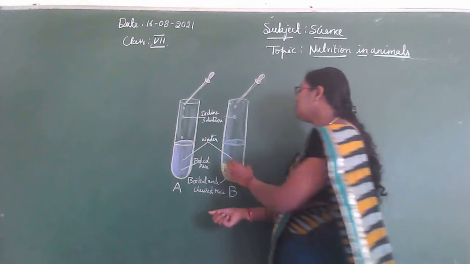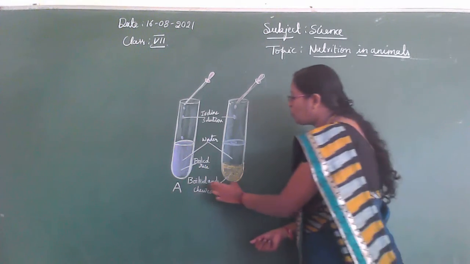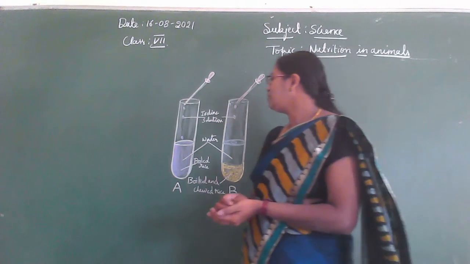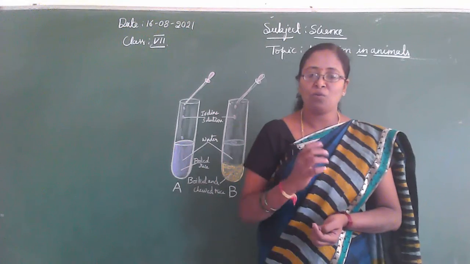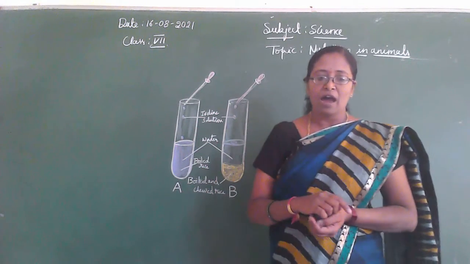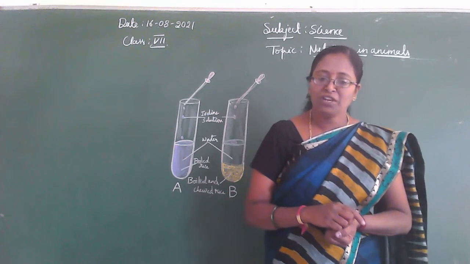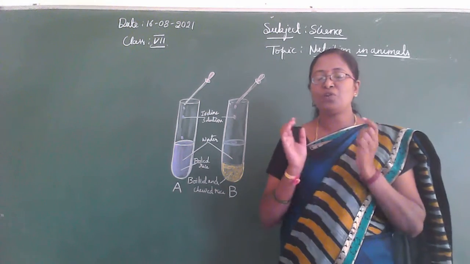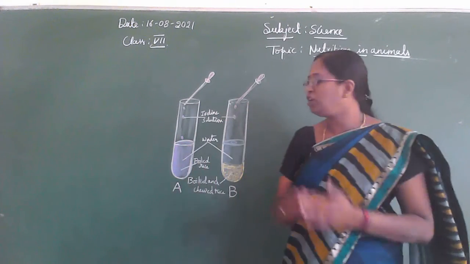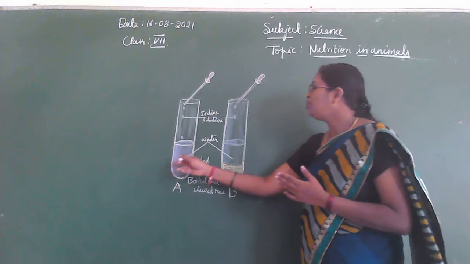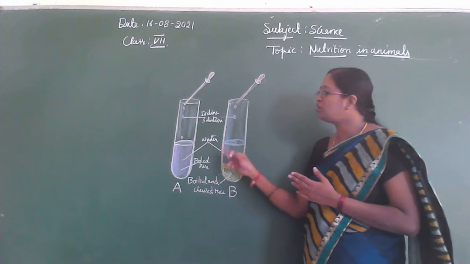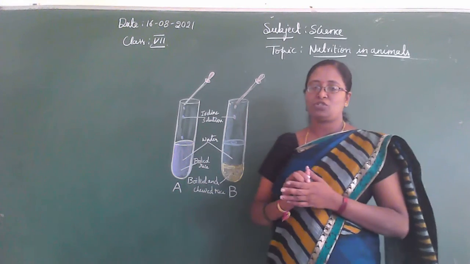So in test tube B, we take boiled and chewed rice. Then we need to add water to each test tube. How much water do we need to add? We need to add 3 to 4 ml of water in both test tubes.